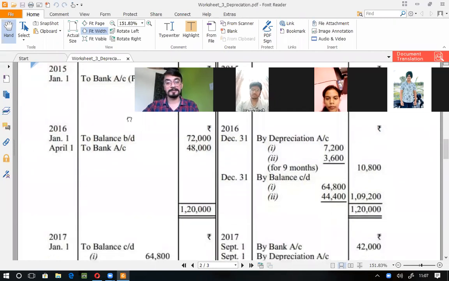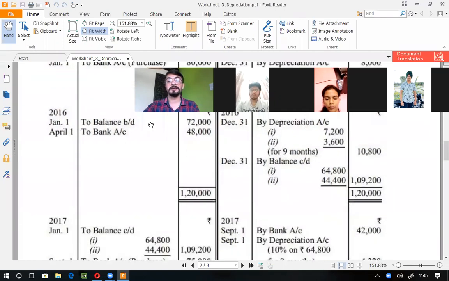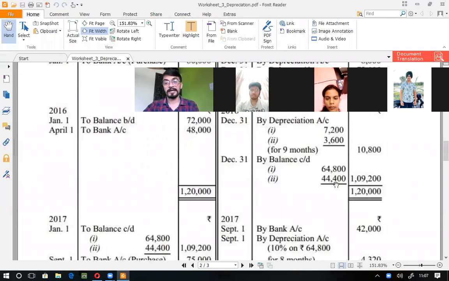Now we'll do balance brought down. First machinery carried down of previous year, second machinery carried down of previous year will become the brought down of this year. First machinery में 64,800 बचा था आपका, second machinery में 44,400 बचा था आपका. So total it becomes 1,09,200. Fine. Now फर्स्ट मशीनरी का हमने नोट कर लिया, सेकंड मशीनरी का हमने नोट कर लिया.